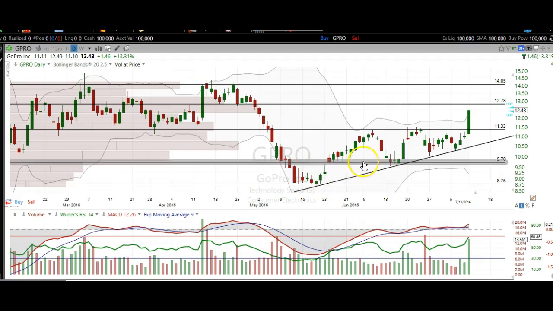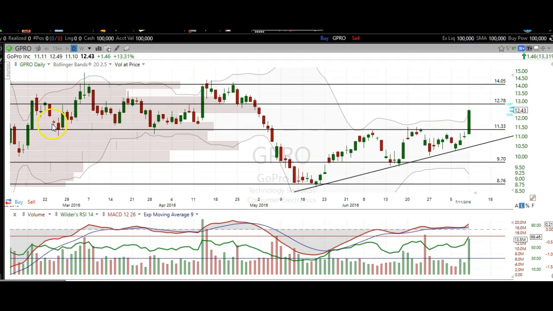All right, so let's get a look at these charts here. First, I'm going to look at GPRO. GPRO made a nice breakout over this resistance. So we've got the highs of these candles right here, as well as over this range of candles as well.